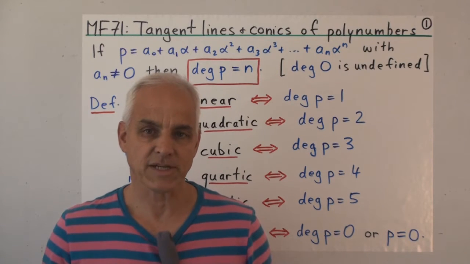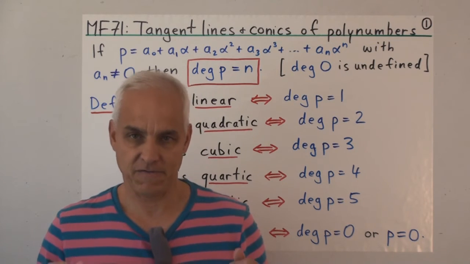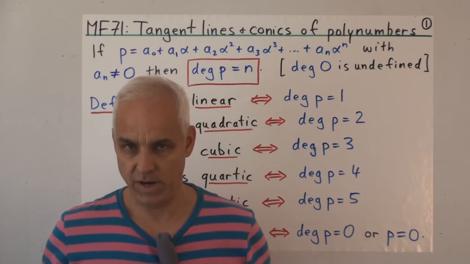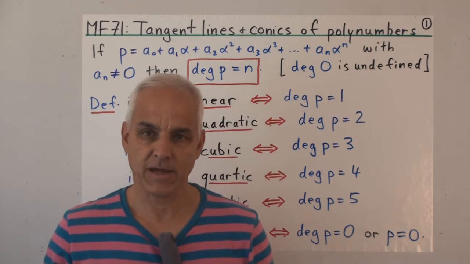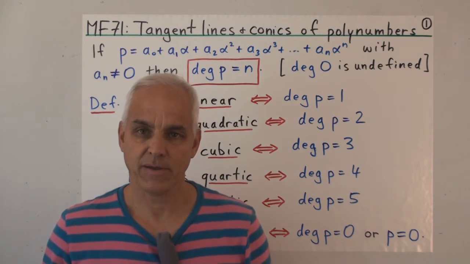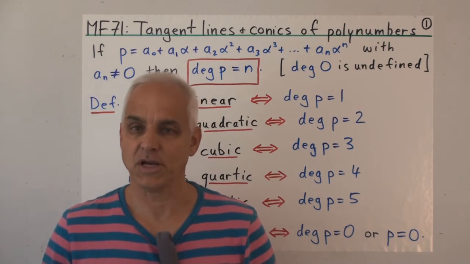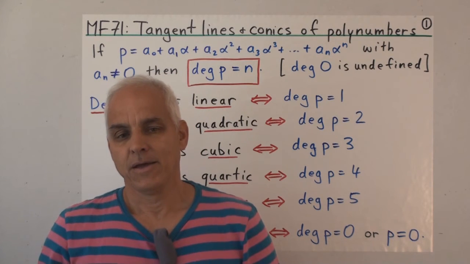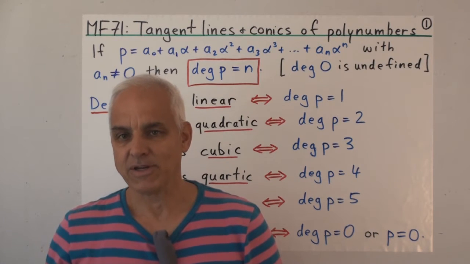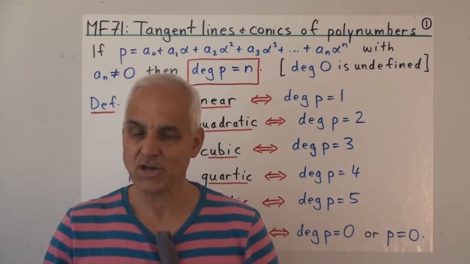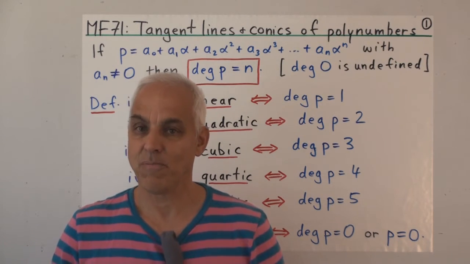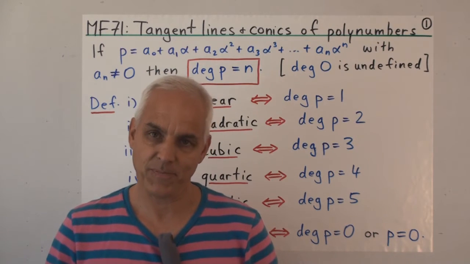We're moving towards establishing calculus in a very elementary way, using only high school algebra that's at the year 9 or year 10 level. Today we're going to talk about tangent lines and tangent conics to polynumbers or polynomials.